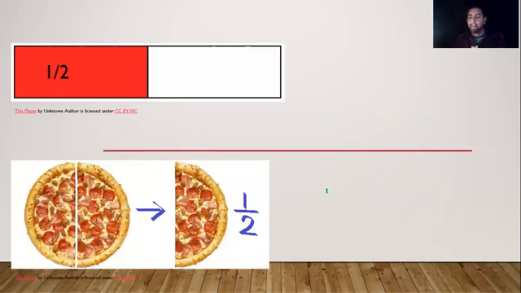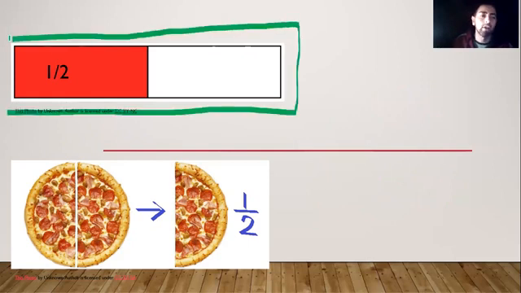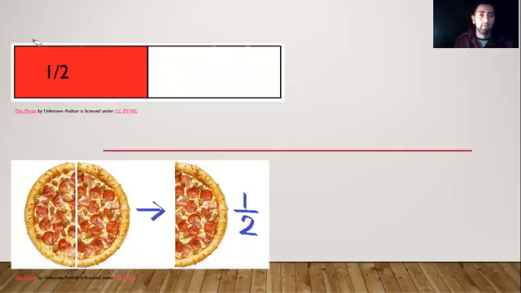Okay. So sometimes we don't work with pizzas and we don't work with circular diagrams. Sometimes we work with bars. So you can think about it as a chocolate bar. You see that? This is another fraction diagram. So let me erase that.